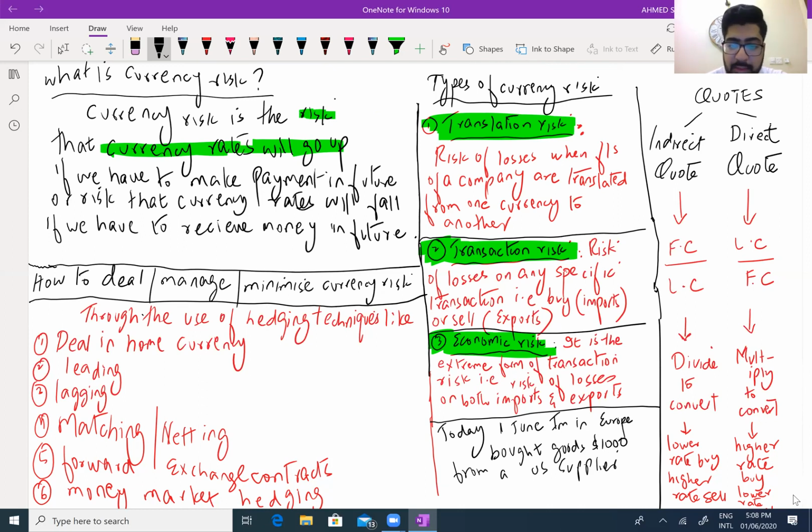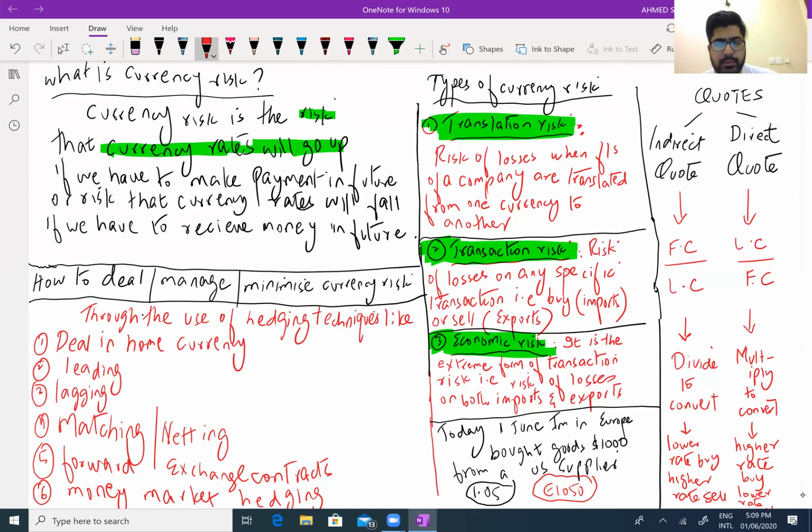I checked the rates. The rates were 1.05. So I thought, okay, today's 1st June, I'm in Europe, I bought goods worth $1,000 from a US supplier, and the rates are 1.05. Because I'm in Europe, my currency is euro. So I have to pay him 1050 euros. Now these are supposed rates, not the real rates.